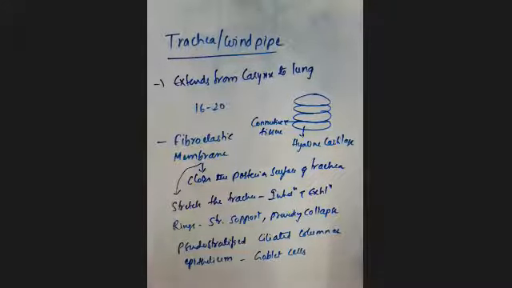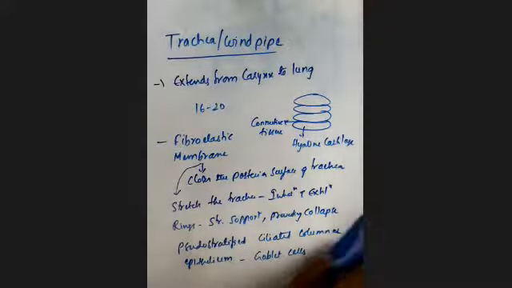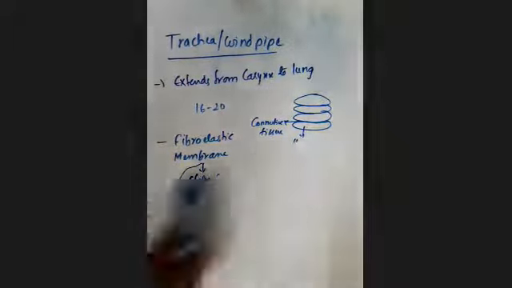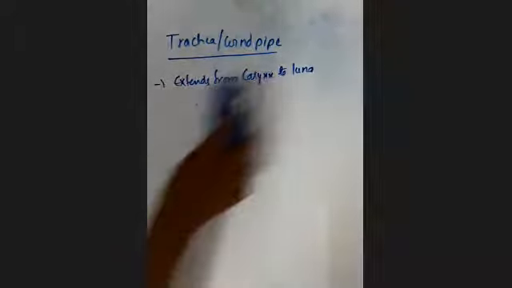Whatever rings are present in the trachea give structural support to the trachea, and are useful to prevent it from collapsing. It is mainly made up of pseudostratified ciliated columnar epithelium, which contains goblet cells. That's about the windpipe or the trachea. Next, we'll see about the bronchi.